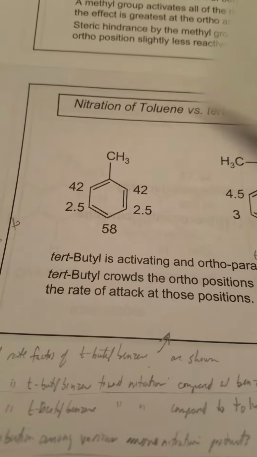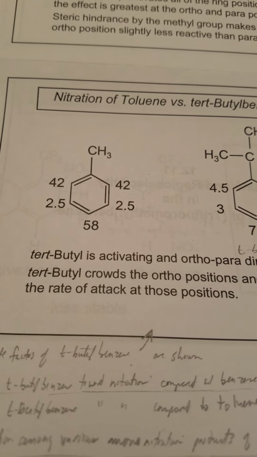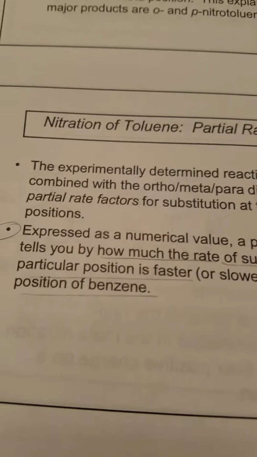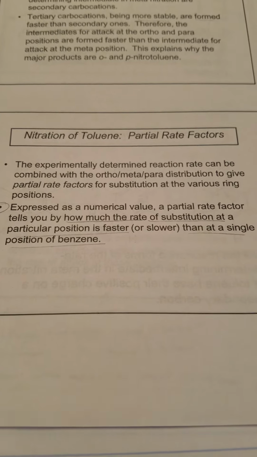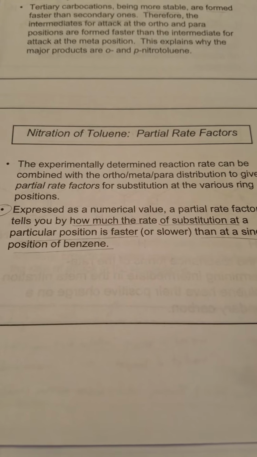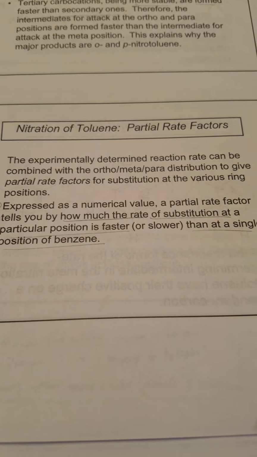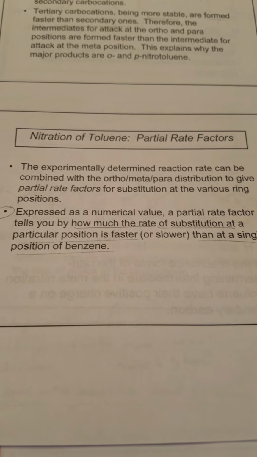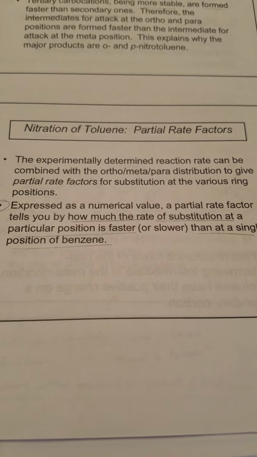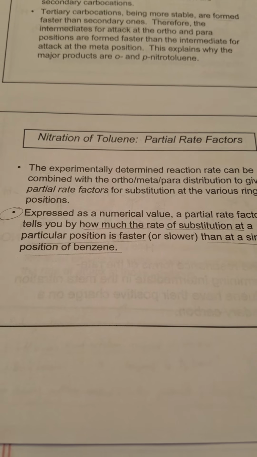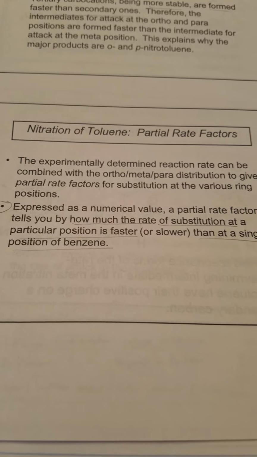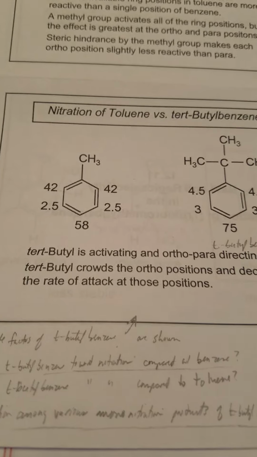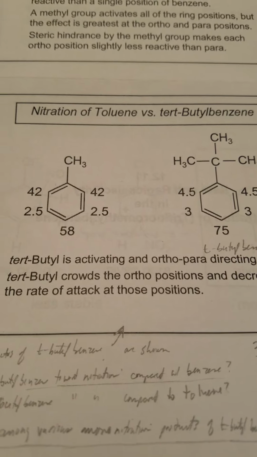So the next thing I want to look at, just real briefly, are what I refer to as partial rate factors. These are experimentally determined reaction rates that can be used to determine what percent of substances will be ortho, para, or meta. And also, you can compare two substances together to see which one and how much faster something will undergo a particular process. These are two examples that you'll see.